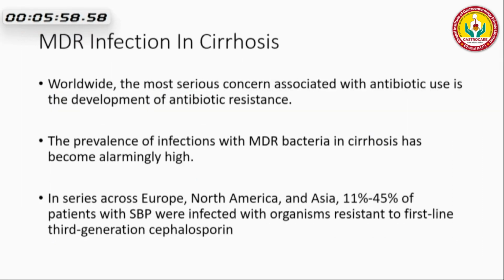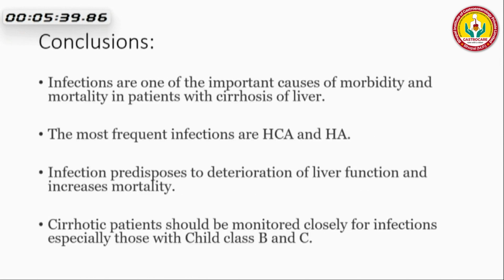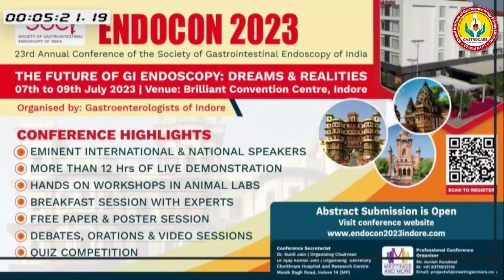Multi-drug resistant infection in cirrhosis is a major problem these days. Worldwide, it is the most serious concern. In series across Europe, North America, and Asia, about 10 to 45% of patients with spontaneous bacterial peritonitis were infected with organisms resistant to first-line third-generation cephalosporin. The most frequent infections are healthcare-associated and hospital-acquired infections. They deteriorate the liver function, and cirrhotic patients should be monitored closely for infection, especially those with Child B and Child C cirrhosis.